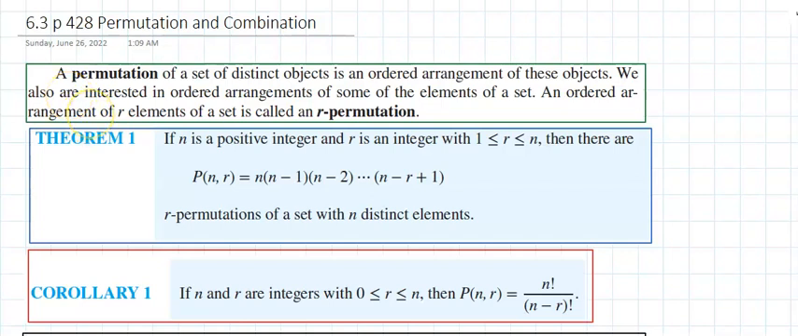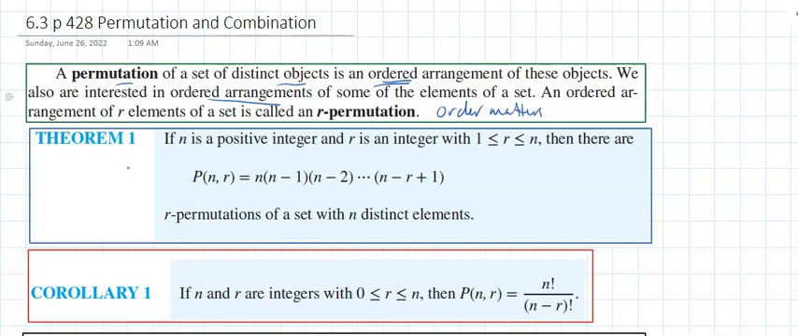Section 6.3, page 428, talks about permutation and combination. A permutation of a set of distinct objects is an ordered arrangement of these objects. We are also interested in the ordered arrangement of some of the elements in the set. So here order matters.